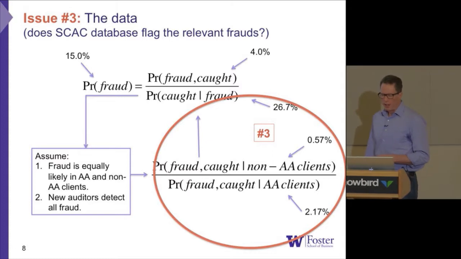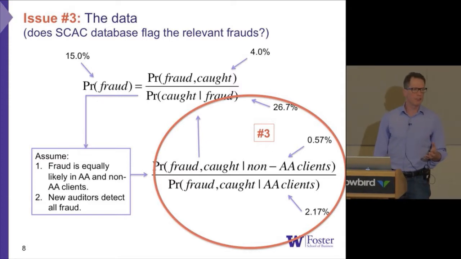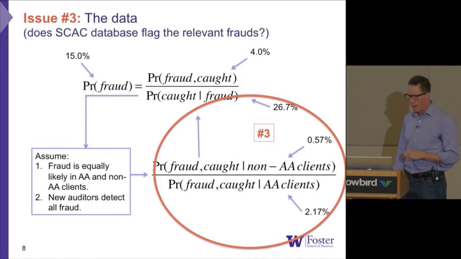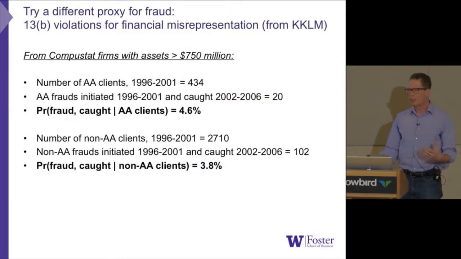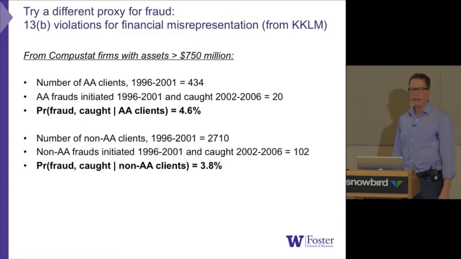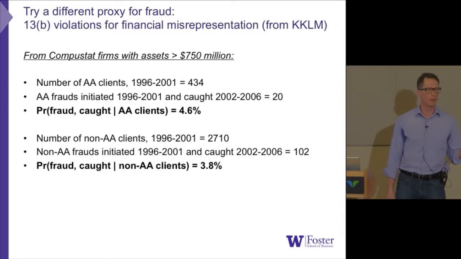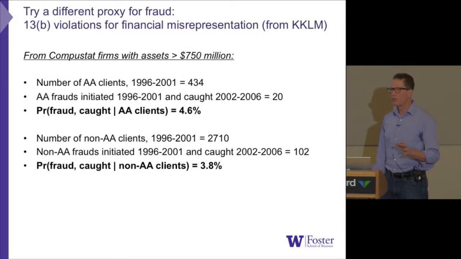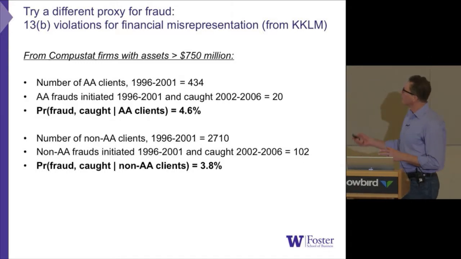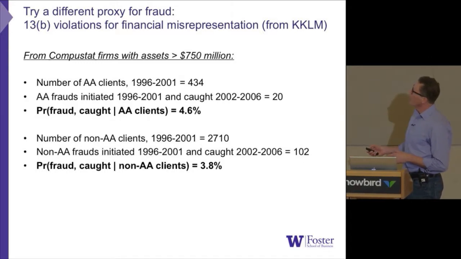How about the data? The data that one uses in this calibration exercise is going to affect all of the numbers. I thought I'd illustrate how, by looking at the calculation of the probability of getting caught, by looking at these 2 observable numbers that, given the identifying assumptions, give you a measure of the probability. And to do that, I thought I'd use a different proxy for fraud. Naturally, I'm going to use my data on 13B violations as prosecuted by the Securities Exchange Commission and Department of Justice for financial misrepresentation.